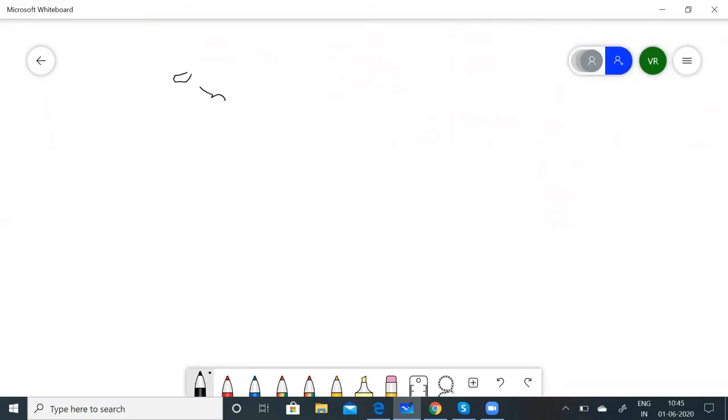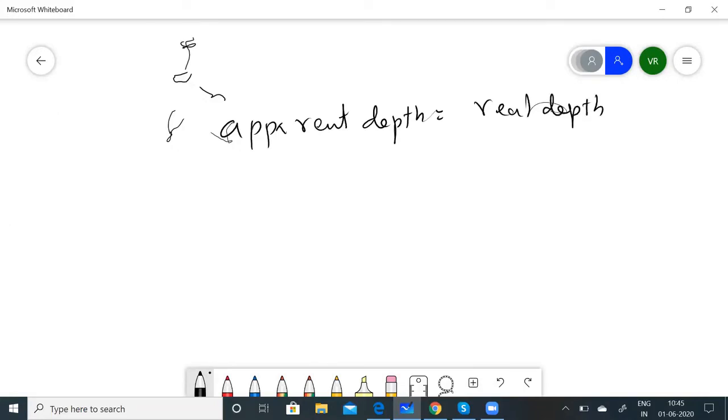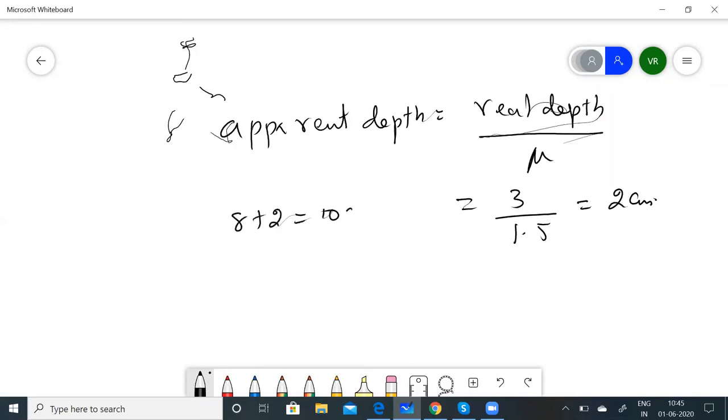So we can write apparent depth is equal to real depth by mu. The real depth is given as 3 and mu is given as 1.5, which gives 2 centimeters. So the person sees the dot at a distance of 8 plus 2, which is equal to 10 centimeters.